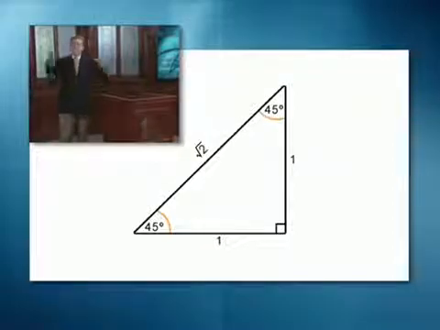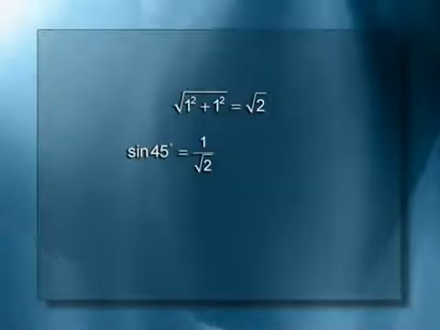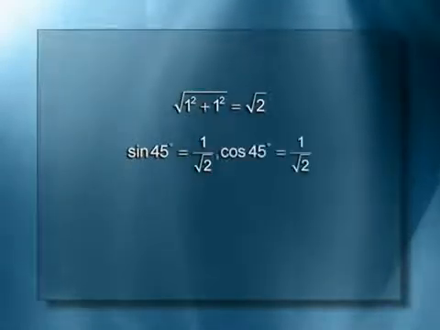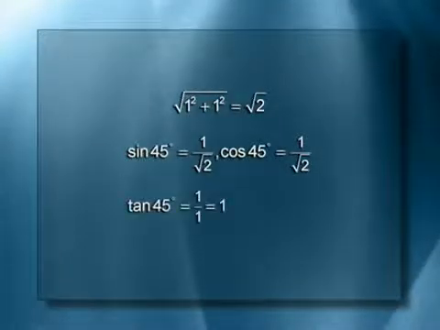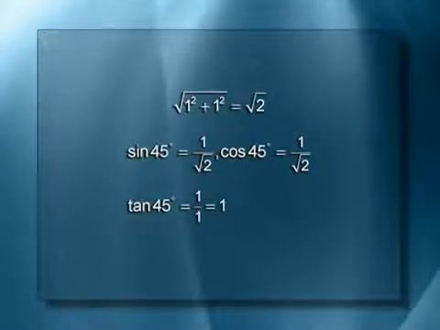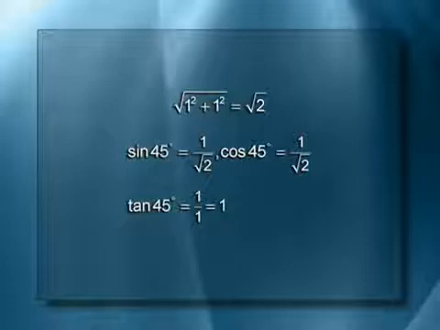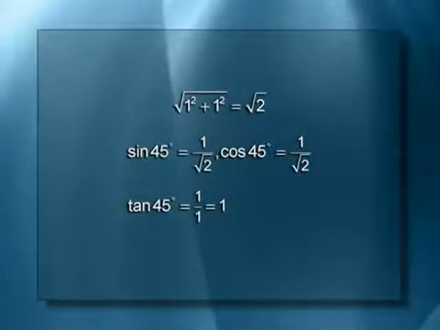So let's do the computations. The sine of 45 degrees is the opposite over hypotenuse, 1 over square root of 2. Cosine is the same, isn't it? Adjacent over hypotenuse, 1 over square root of 2. And how about tangent? Oh, that's just opposite over adjacent, or 1. Or you could say sine of 45 divided by cosine of 45, and that's the same. It's 1.